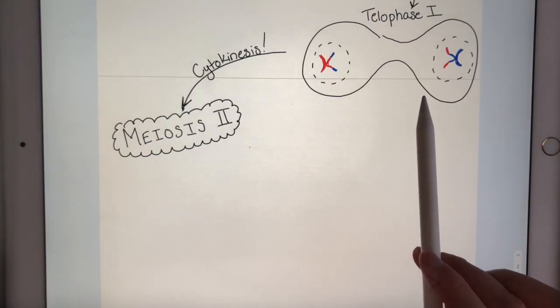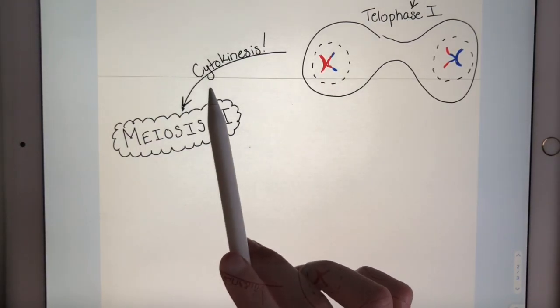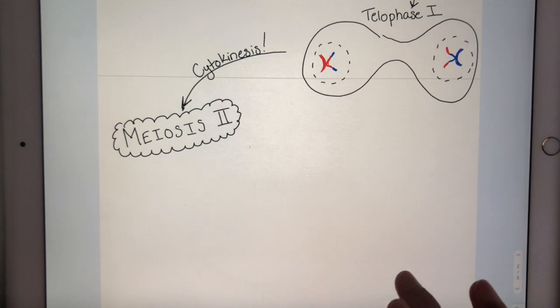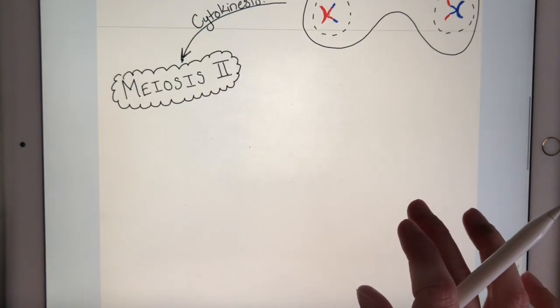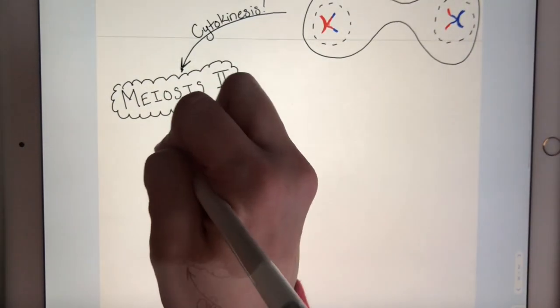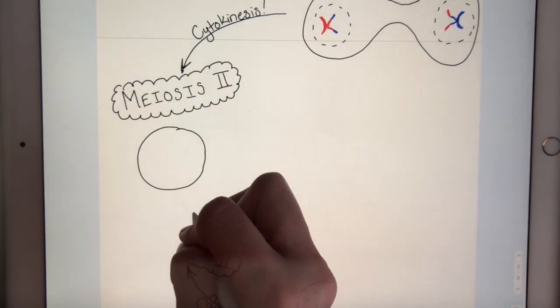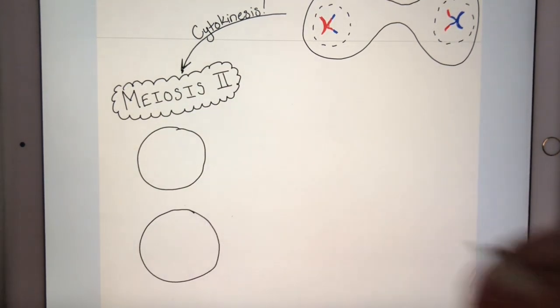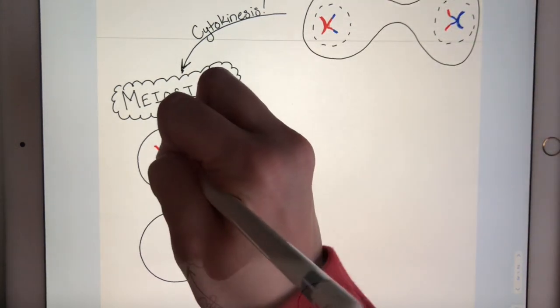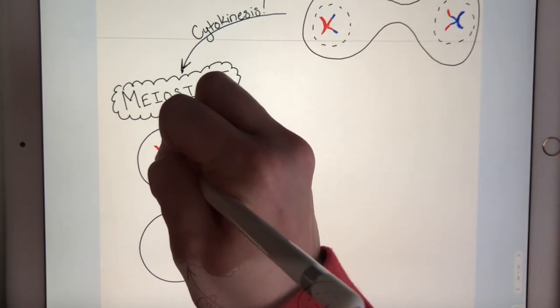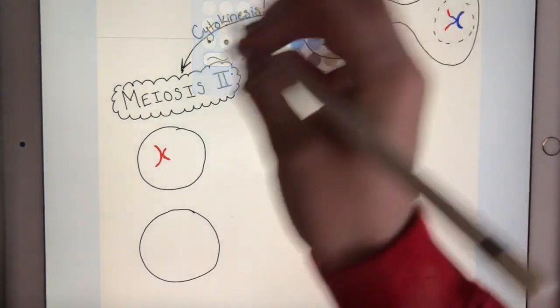After telophase 1, we have cytokinesis, and the result is two separate cells with only one set of sister chromatids.